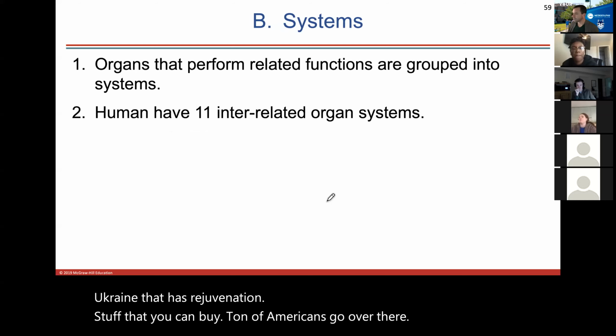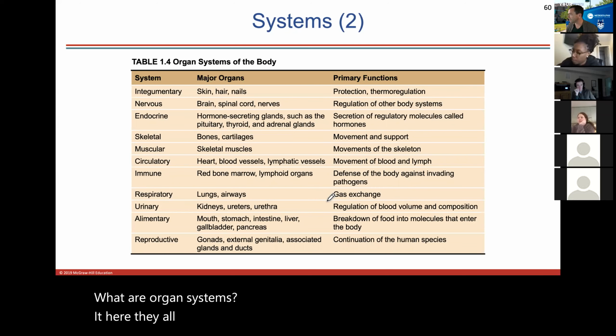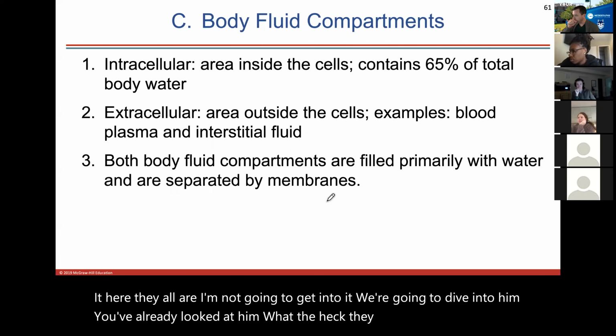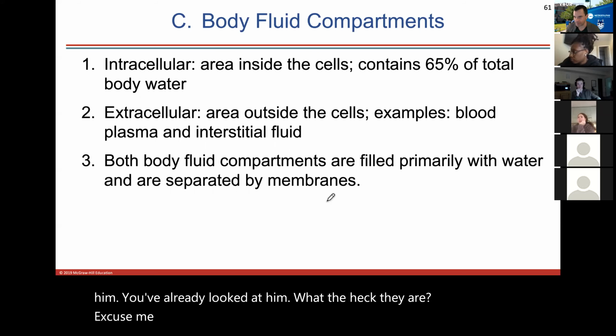Shocking. What are organ systems? You know it. Here they all are. I'm not going to get into it. We're going to dive into them. You've already looked at them. You know what the heck they are. And then don't worry about slide 61, okay? I'm not going to ask you about this yet.